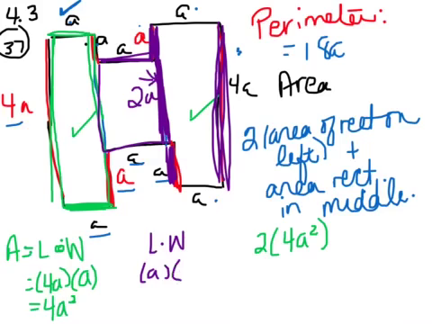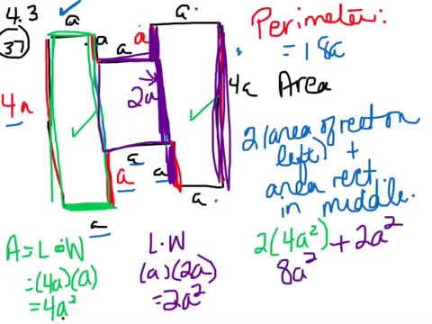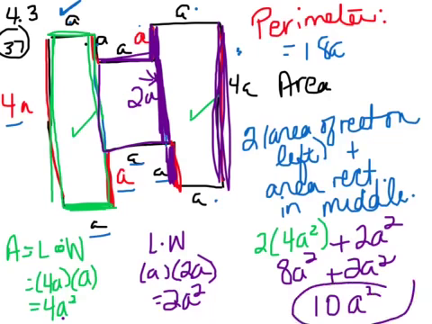So if I need length times width, it would be A times 2A, which would be 2A squared. Okay, so if I want to add up all my area, it's 2 of these 4A squareds, and then a 2A squared. And again, 2 times 4A squared would be 8A squared plus 2A squared. And if I add it together, my total area would be 10A squared. So you're just breaking things into pieces and finding the dimensions of them and multiplying.